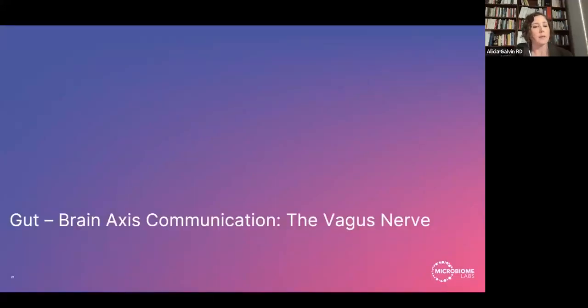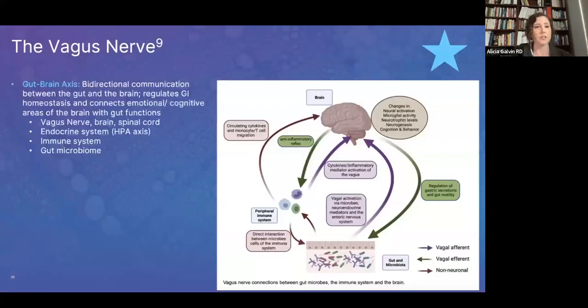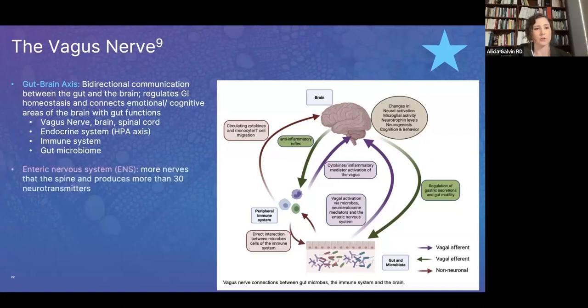So let's talk a bit about the gut-brain axis and the vagus nerve. The vagus nerve is this nerve that connects our brain to our gut. And when we talk about the gut-brain axis, we're talking about this umbrella term that's really a bidirectional communication, but it includes the vagus nerve along with other things like the endocrine system and the immune system, and of course our microbiome. So the gut-brain axis is really this whole collective that has to work together to allow proper signaling of the gut and the brain to each other.